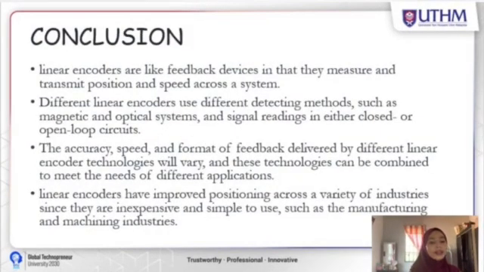In conclusion, linear encoders are feedback devices as they measure and transmit position and speed across a system. Different linear encoders use different detection methods such as magnetic and optical systems, and signal readings in either closed or open loop circuits. The accuracy, speed, and format of feedback delivered by different linear encoder technologies will vary, and these technologies can be combined to meet the needs of different applications.